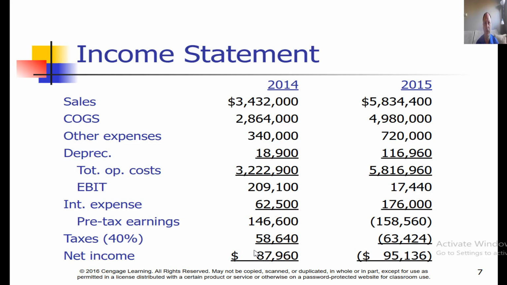When looking from 2014 to 2015, net income went negative, and this was due to the massive expansion the company engaged in. Cost of goods sold went up, other expenses went up, depreciation went up, so earnings before interest and taxes went down, interest expense went up, so pre-tax earnings went down significantly, and companies are allowed to write off current losses against past taxes paid, which means if they made enough income in the last 2 years, they could get back $63,424.